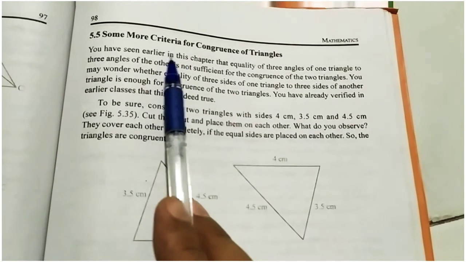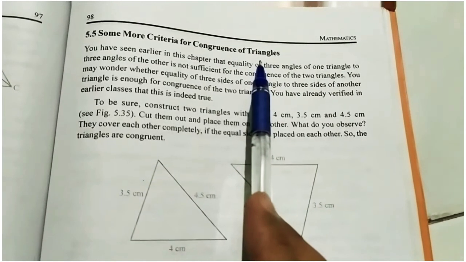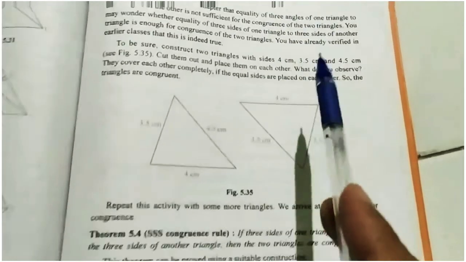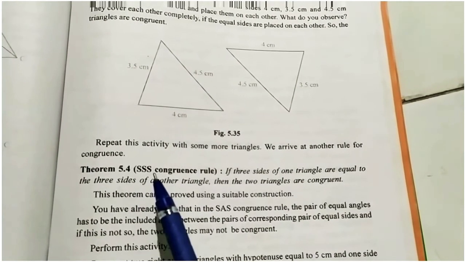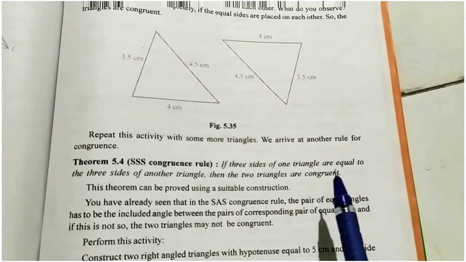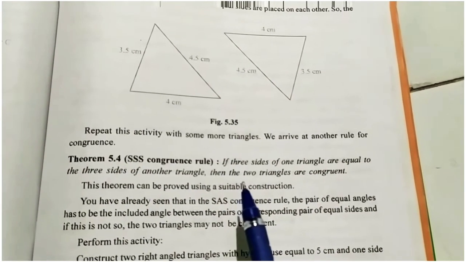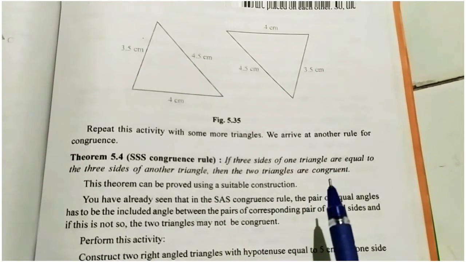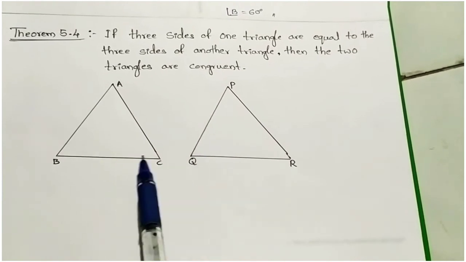New concept, some more criteria for congruence of triangles. Here we will get two theorems. One is theorem number 5.4, SSS congruence rule. If three sides of one triangle are equal to the three sides of another triangle, then the two triangles are congruent. Let's see. So draw the diagrams like this.